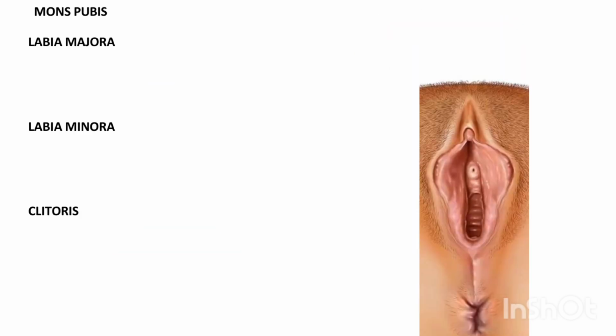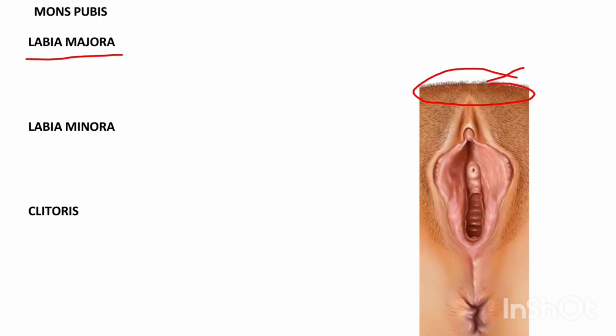So this is mons pubis. What is this? This is the thick pad of connective tissue which has thick pubic hairs. Pubic hairs start during puberty due to androgen hormone, which is secreted at the adolescent age, or you can say after puberty. You can see this as a sign of secondary sexual characteristics, which is regulated by androgen hormone.